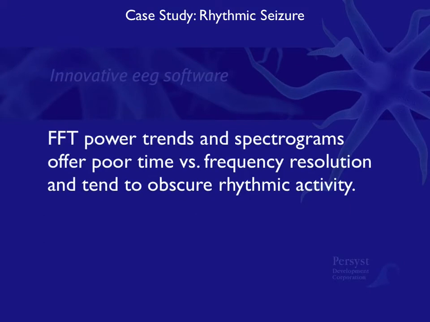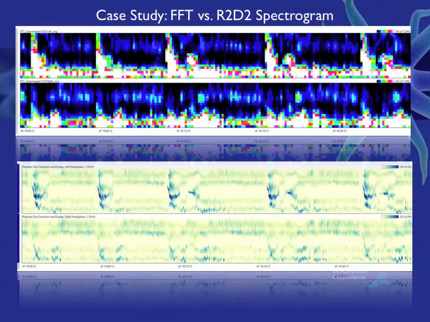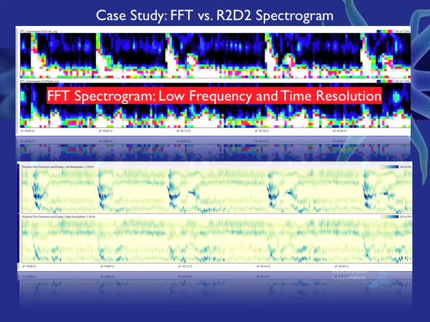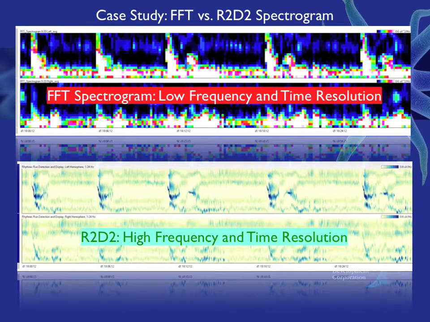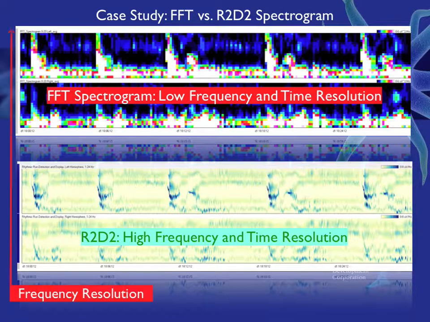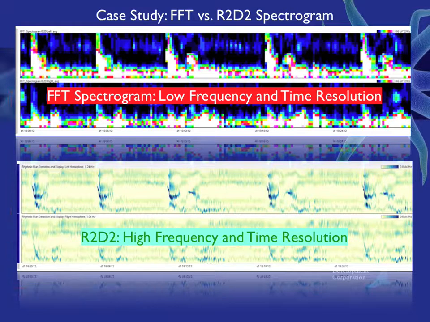FFT power trends and spectrograms offer poor time versus frequency resolution, and they tend to obscure rhythmic activity. This slide shows a traditional spectrogram at the top versus an R2-D2 trend at the bottom. Both are displaying EEG over the same time frame. The FFT calculation has an inherent trade-off between frequency and time resolution. This means that, with FFT spectrograms, something has to give. The result is low frequency and time resolution. This means that there isn't sufficient detail to recognize seizure activity with any degree of certainty.